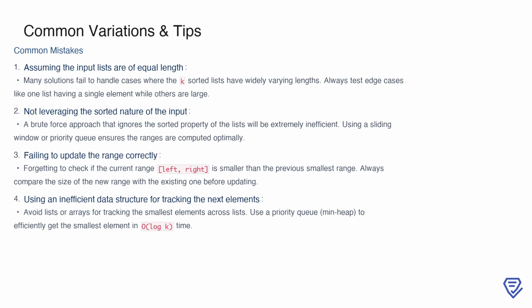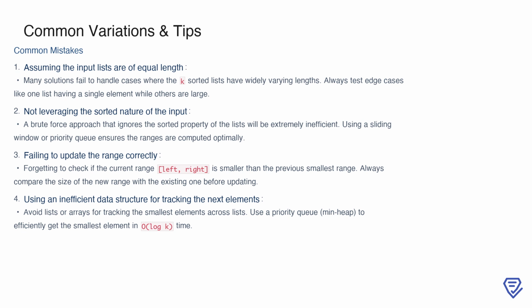When tackling this problem, there are several common mistakes to watch out for. First, many solutions assume that the input lists are of equal length. This can lead to failures when dealing with edge cases, such as one list containing a single element while others are much larger. It's important to test your solution against these scenarios to ensure it works for all inputs.